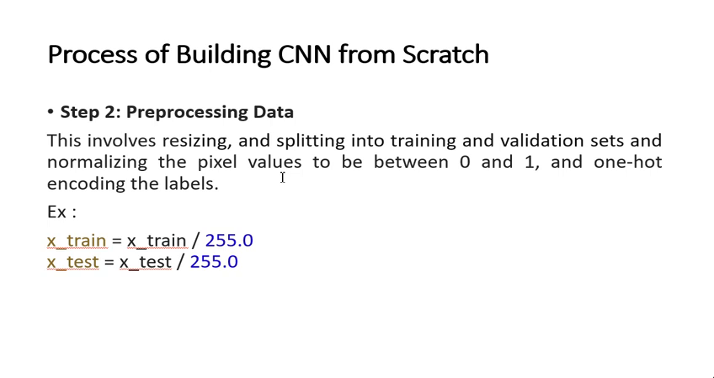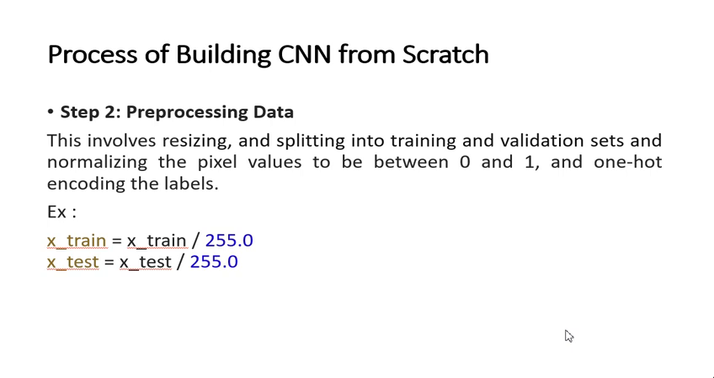The values should be between 0 to 1, so whatever x_train you are taking will be divided by 255, and then it will be converted into values like 0.1, 0.2, 0.6. So in between 0 to 1 only these values will be arranged. So this is step 2.